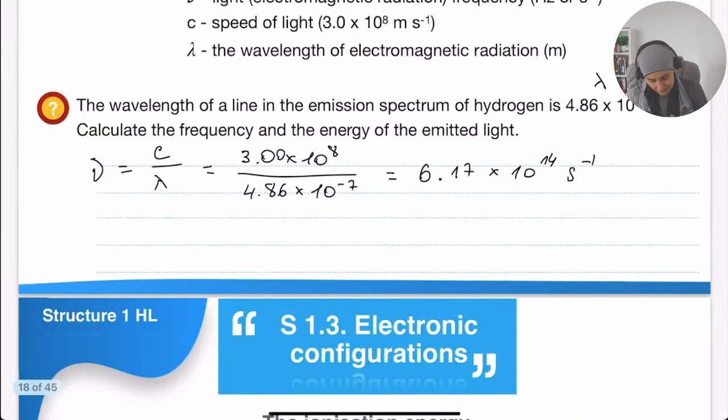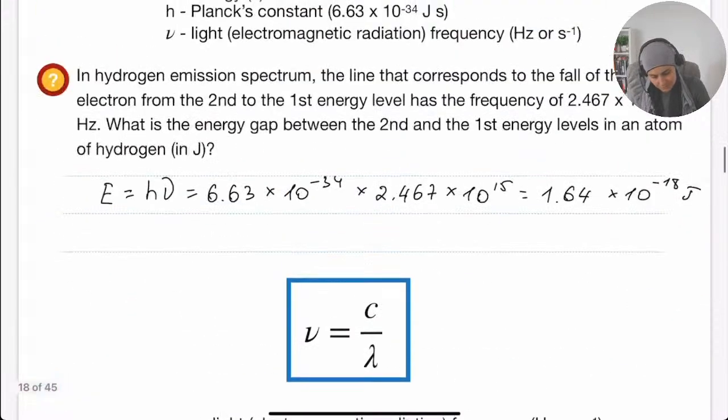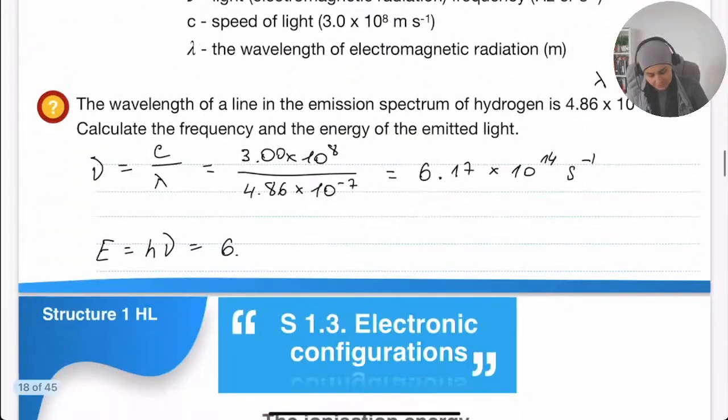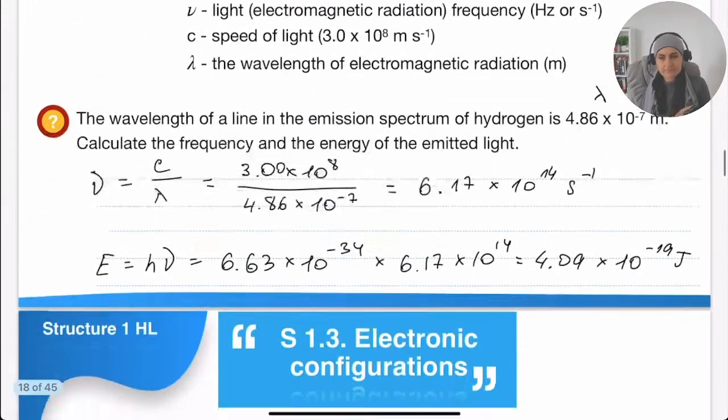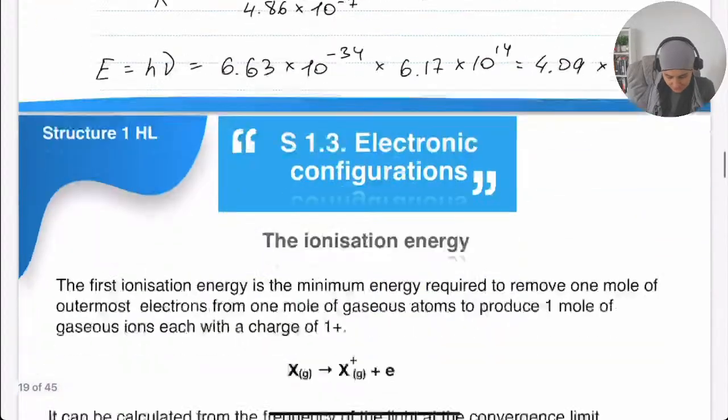Now we can find the energy, calculate the frequency and the energy. Energy is h times frequency, so I do Planck's constant, which was 6.63 times 10 to the negative 34 times frequency, 6.17 times 10 to the power of 14, which is 4.09 times 10 to the negative 19 joules. Yeah, that's what it is. Again, you can check the calculations.